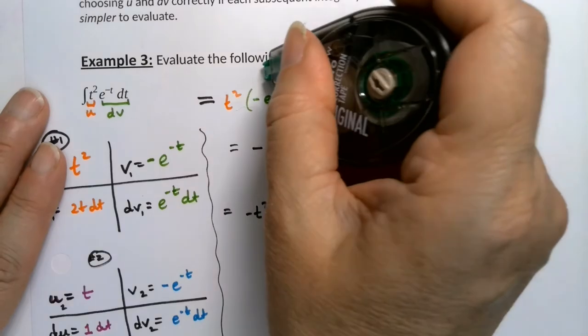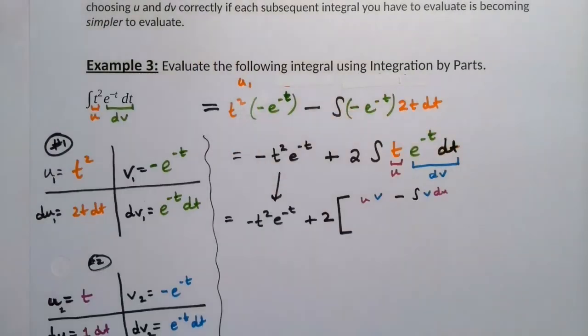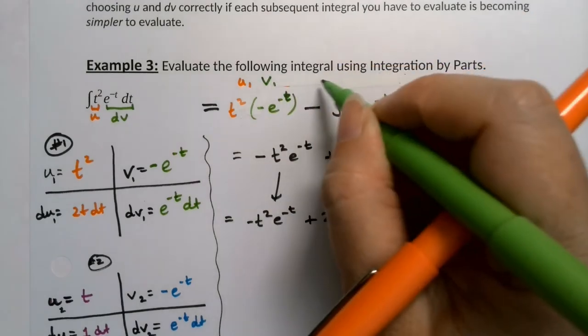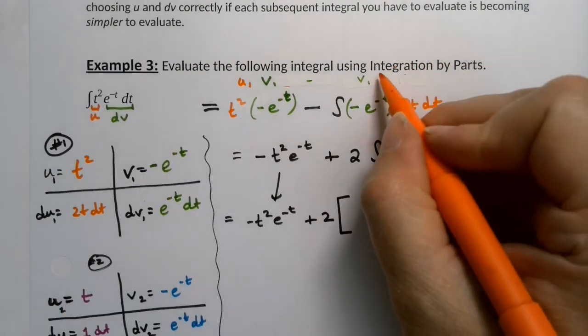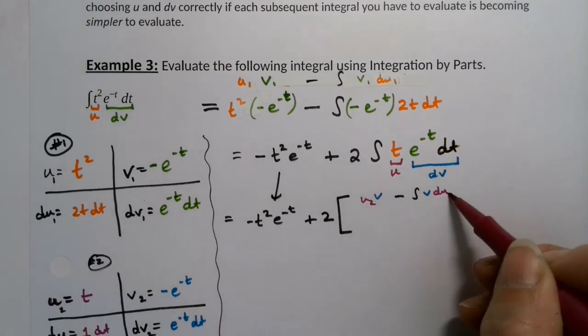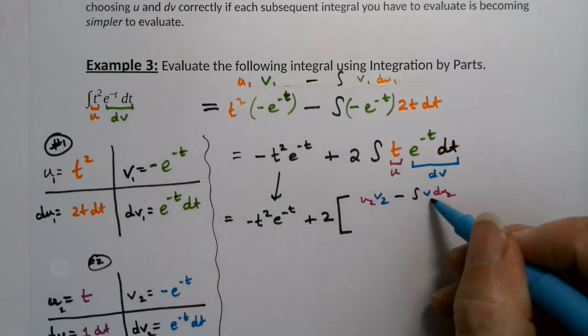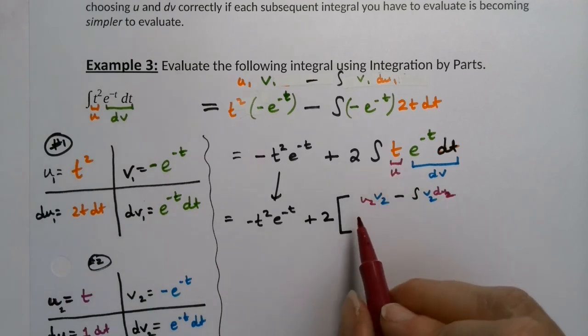This was u number 1, v number 1 minus integral, and then v1 du 1. Right, that's what we did. So now I'm going to do it again. So this is u number 2, du number 2, v number 2, and v number 2. There you go. So those are 2's. It looks a little weird there. That's a 2. Okay, so u2 would be t.